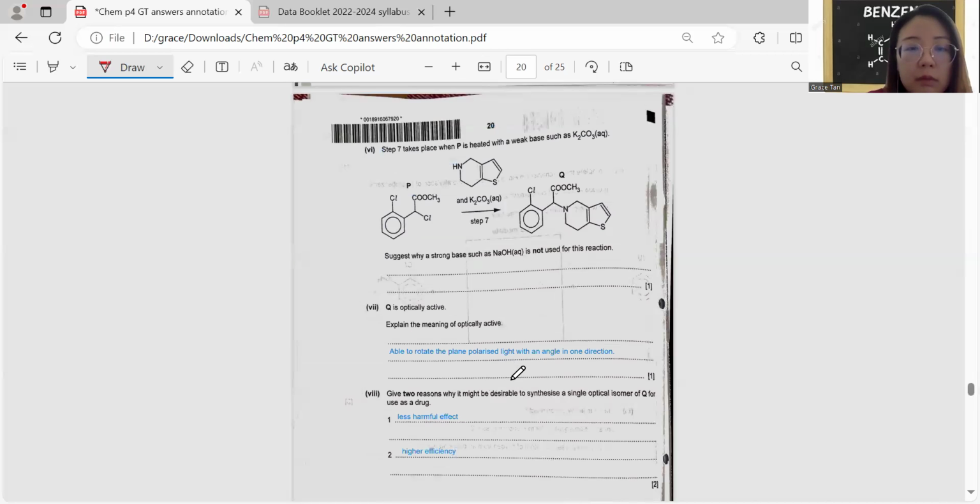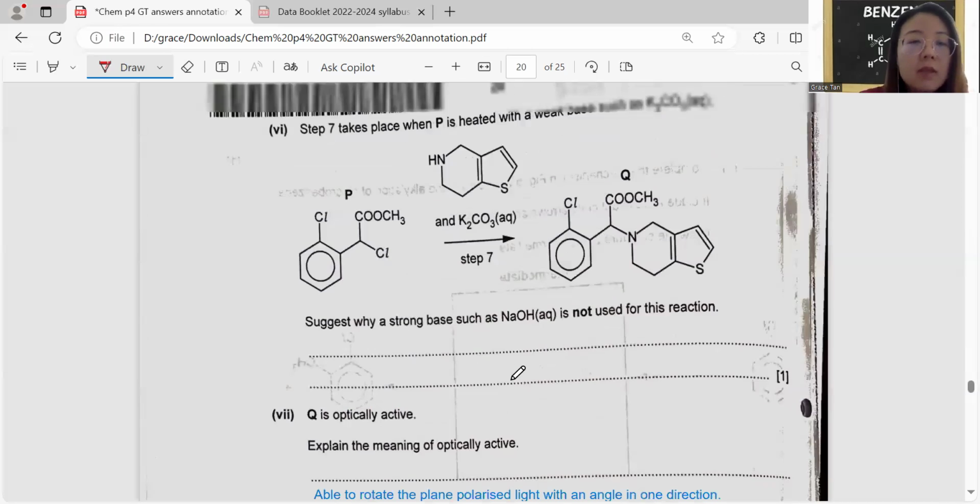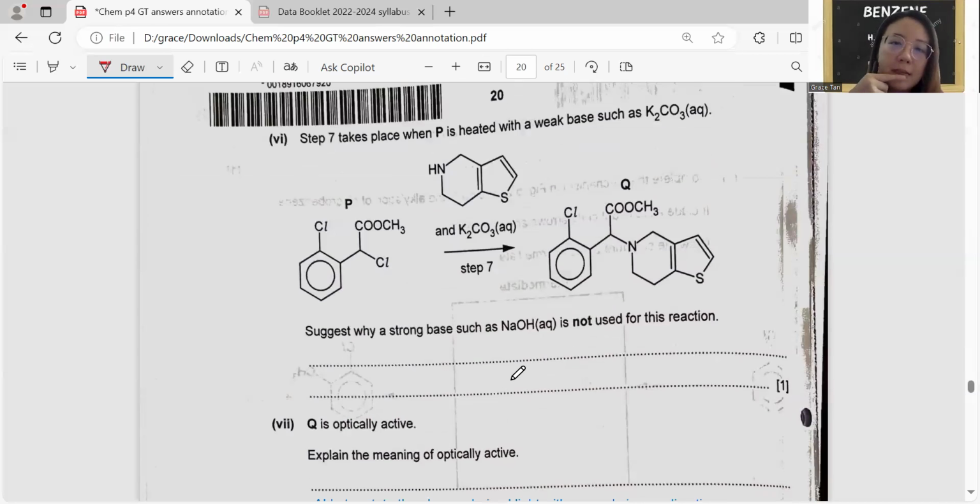Next. Oh, I have not solved this. Step 7 takes place when P is heated with a weak base such as K2CO3. So they gave us step 7 over here. What I can see here is that you actually added that whole compound onto the P. And K2CO3 is a weak base. Okay. Suggest why a strong base such as NaOH is not suited for this reaction.